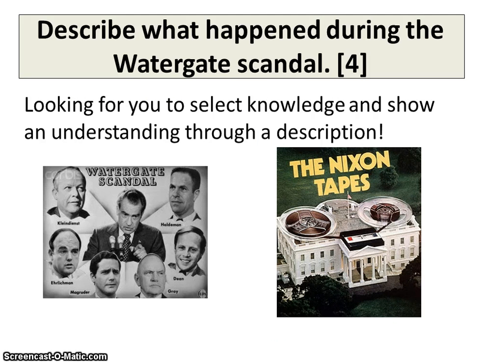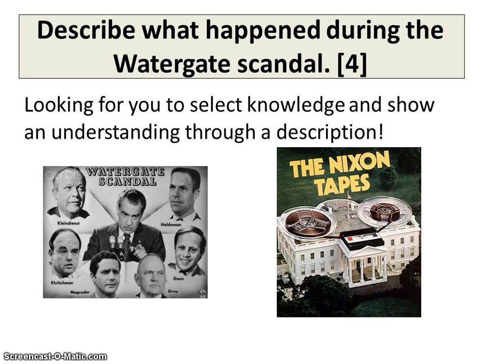Describe what happened during the Watergate scandal. Here you're looking to use selected knowledge and show an understanding through a description. It's only worth 4 marks, so try and get it done in a couple of minutes. What you need to do is describe how 5 members of CREEP, the Committee to Re-elect the President, broke into the Democrat headquarters, which was the Watergate building, and how President Nixon, the Republican, tried to cover up, and this led to an investigation by the Senate committee.